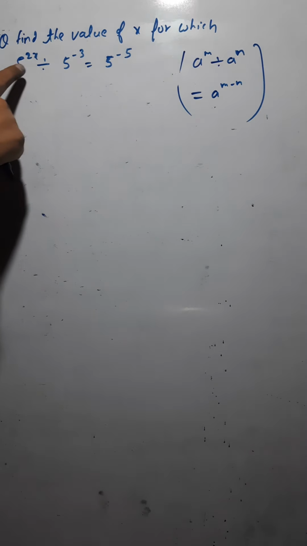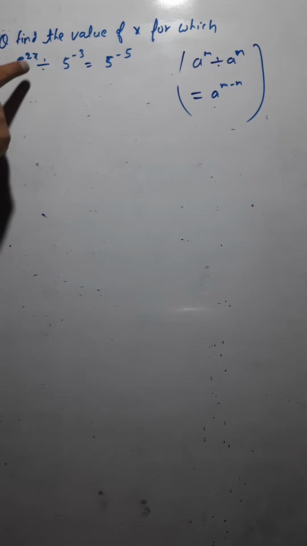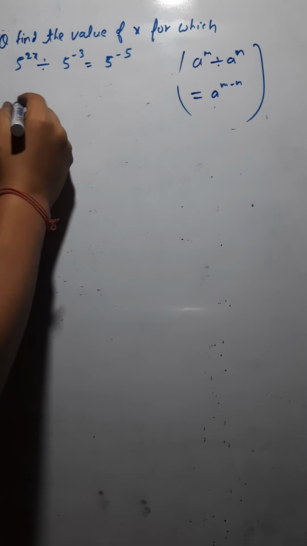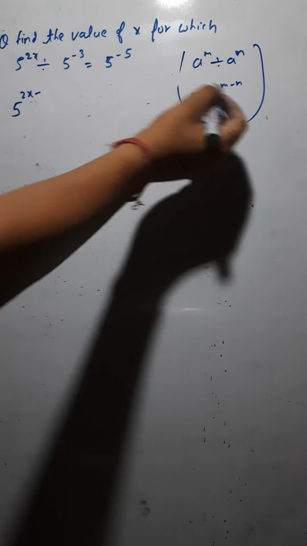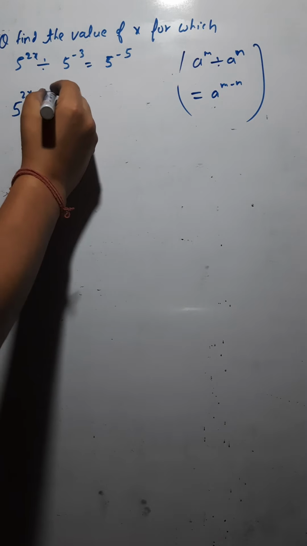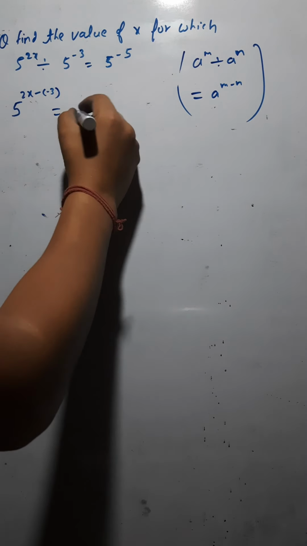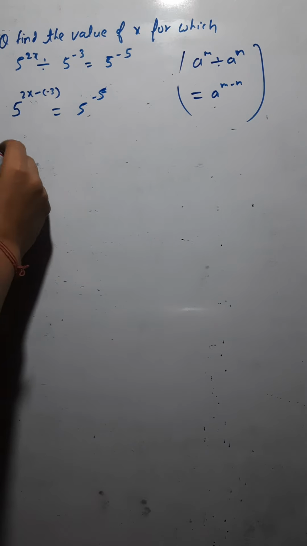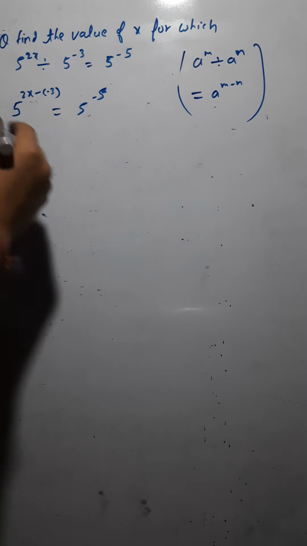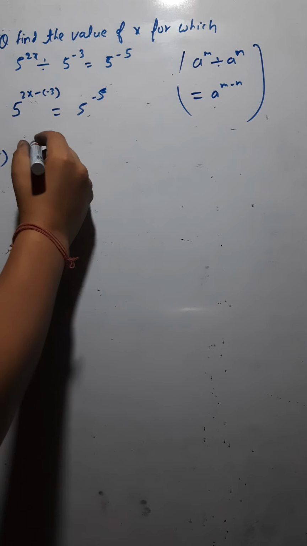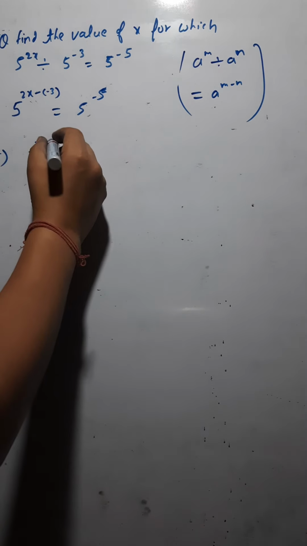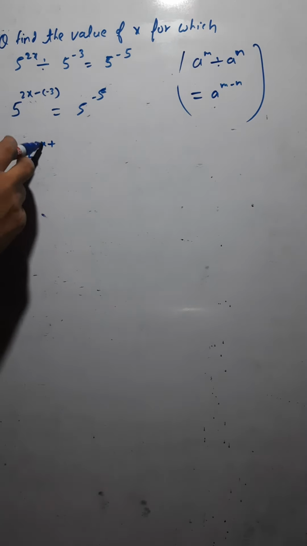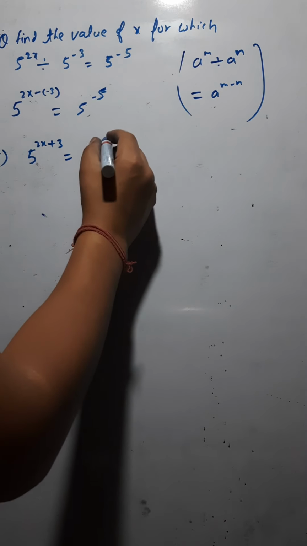Similarly here also the base is same, both are having the same base, that is 5, so it implies what? Powers are going to be subtracted because the division symbol is there. So I would write it as 5 raised to the power 2x minus, the second one is minus 3, so I would write it like this, minus minus 3. Now this would be equal to 5 raised to the power minus 5. It implies 5 raised to the power 2x, minus into minus would become how much? Plus. So 2x plus 3 would be equal to 5 raised to the power minus 5.